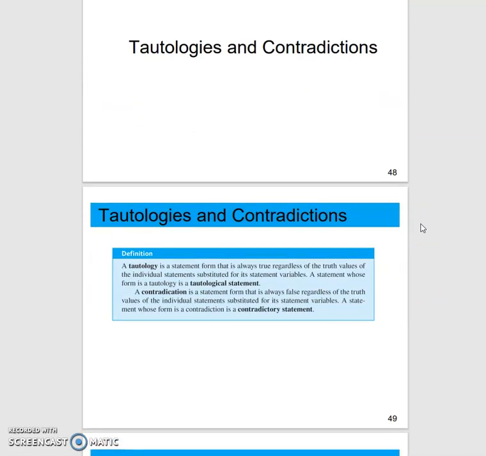The last thing I'd like to talk about in this section are tautologies and contradictions. A tautology is something where my result is always true for every single option. And a contradiction is something where I always get a false statement.